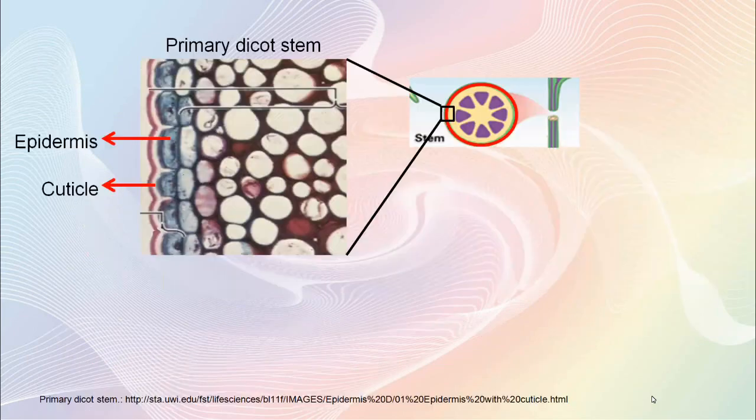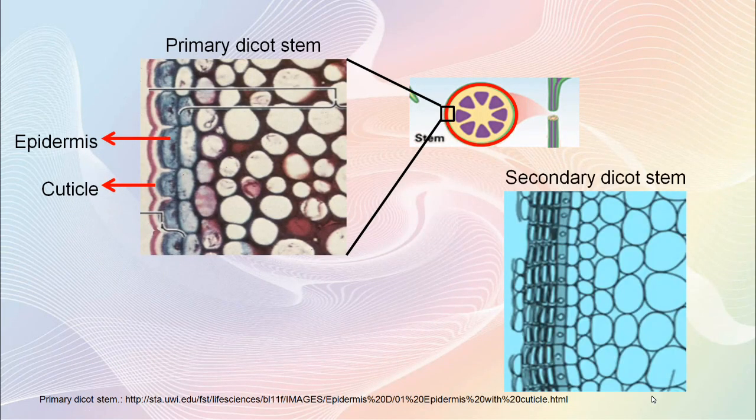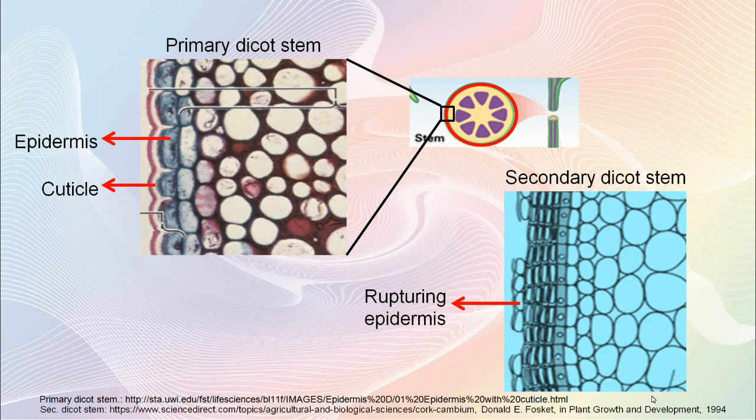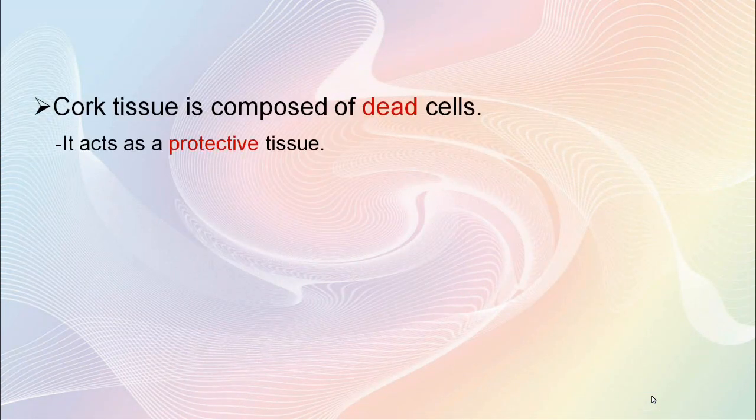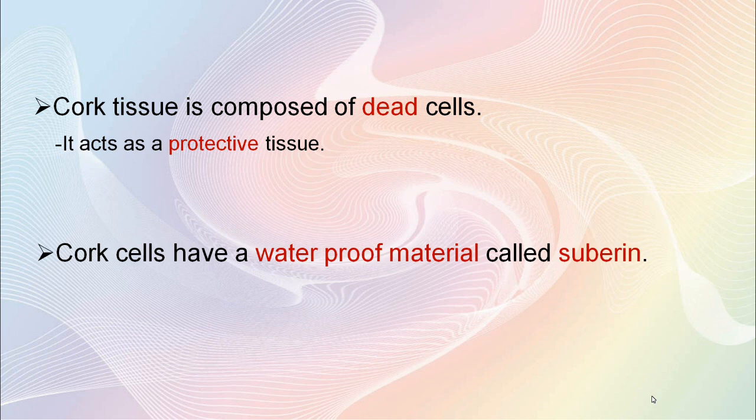In this cross-section of secondary dicot stem, you can see the ruptured epidermis as well as the multi-layered cork tissue formed below it. Cork is composed of dead cells and it acts as a protective tissue. Like cutin, seen in the epidermal cells, cork cells have a waterproof material called suberin. Suberin prevents the water loss. We will learn about cork tissue in detail in another video on secondary growth in dicot plants.